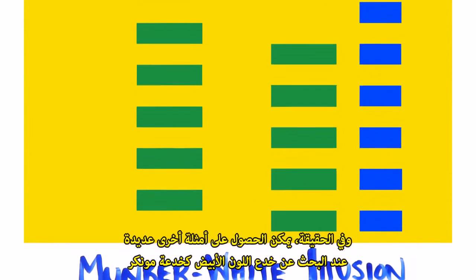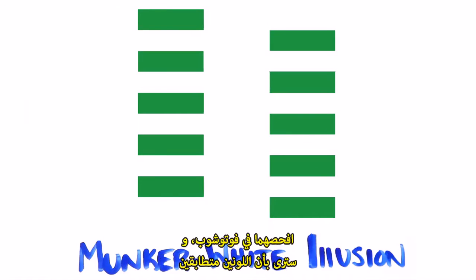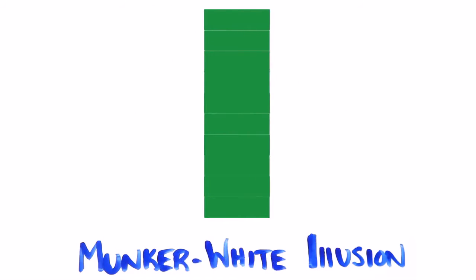Introducing colors produces the same result. I promise, no trick photography or editing effects have been applied. In fact, if you look up the Munker white illusion, you'll come across many more examples. Examine them in Photoshop and you can see that the colors are the exact same.